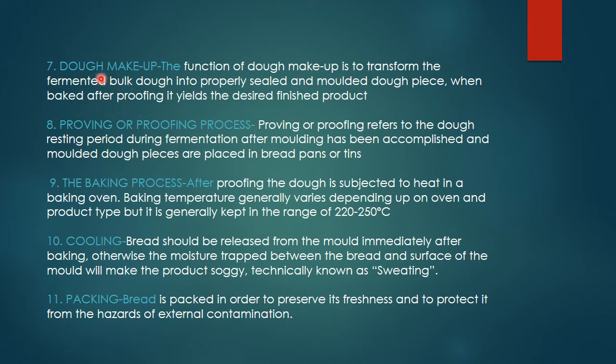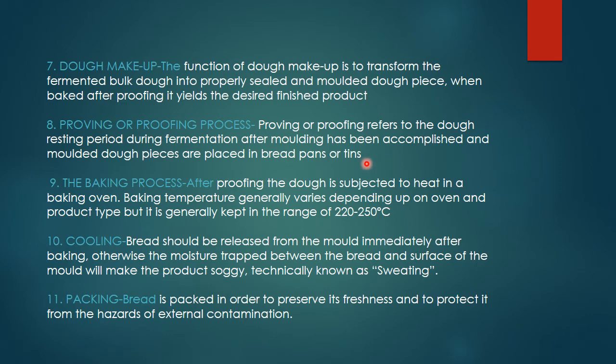On the seventh step, dough makeup. The function of dough makeup is to transfer the fermented bulk dough into properly sealed and molded dough pieces. When baked after proofing, it yields the desired finished product. In the eighth step, proving or proofing usually refers to the dough resting period during fermentation after molding has been accomplished and molded dough pieces are placed in bread pans or tins.